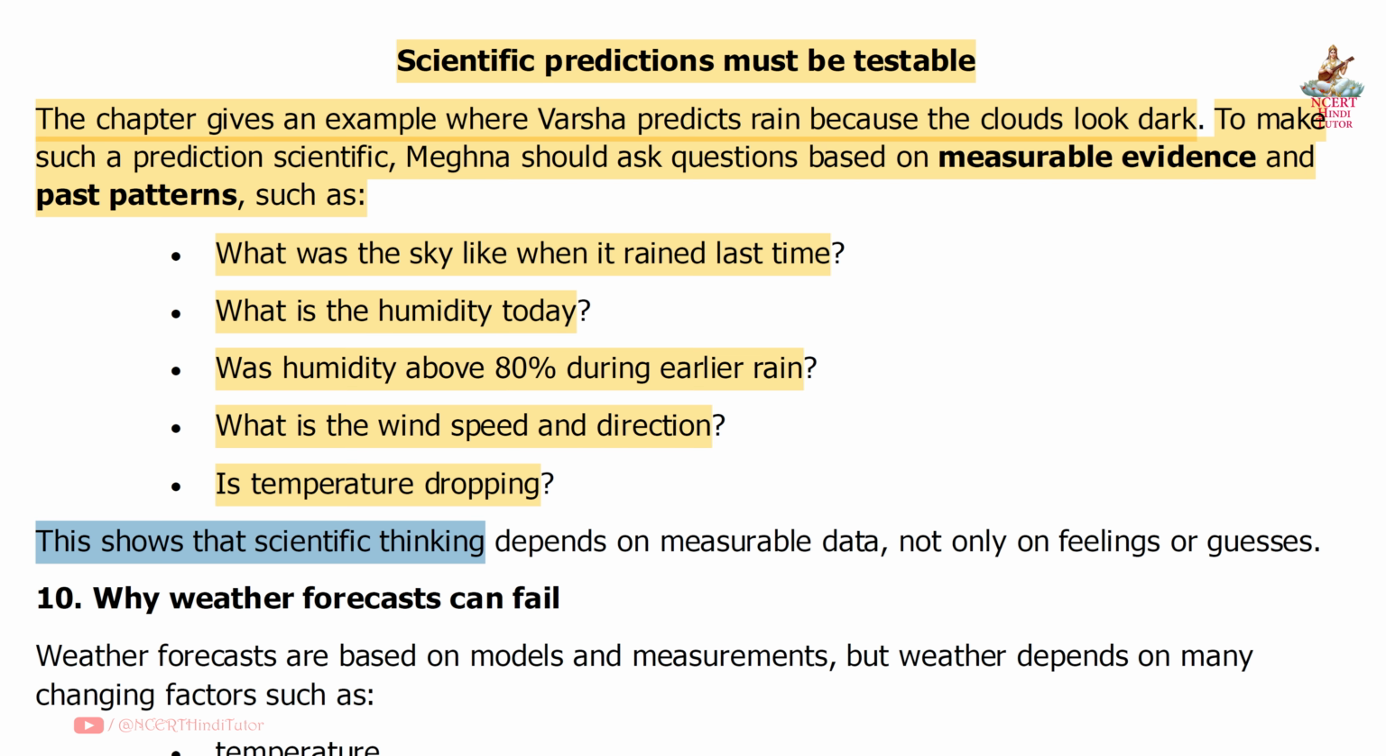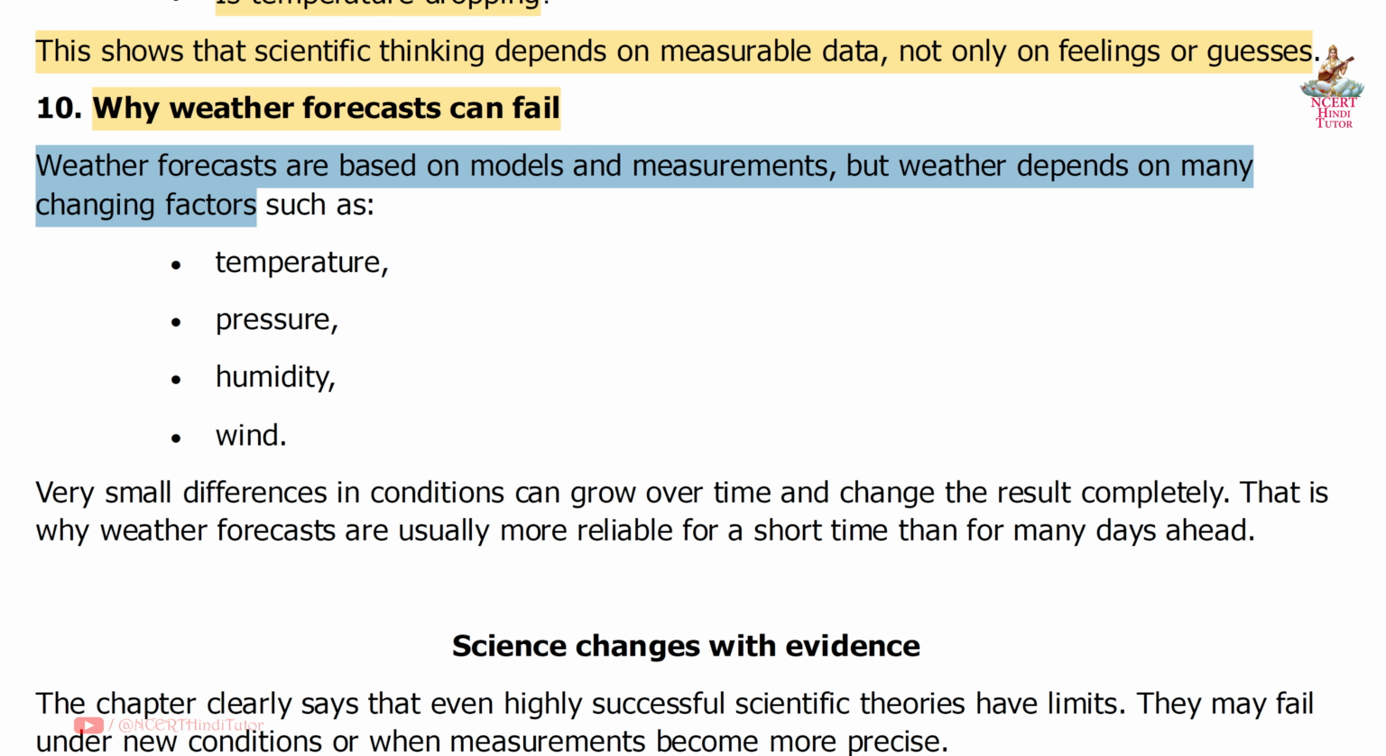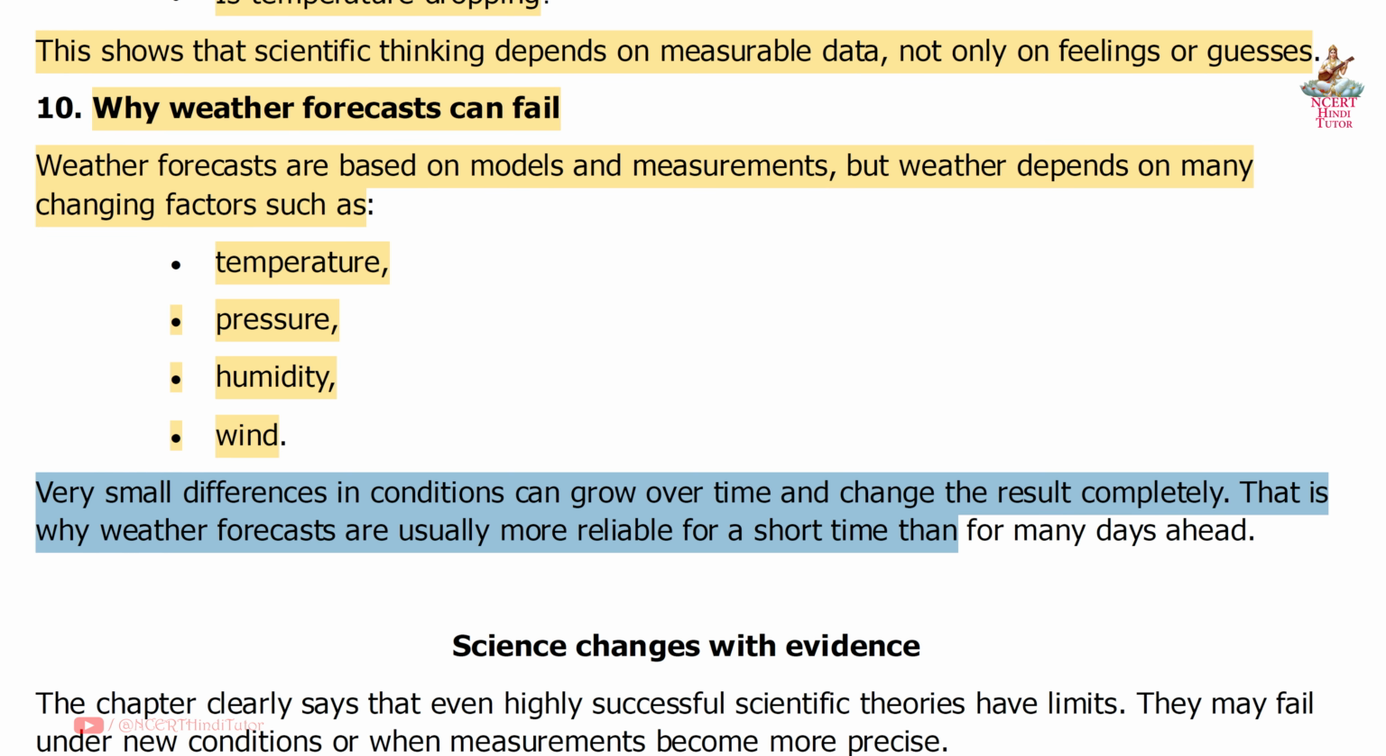This shows that scientific thinking depends on measurable data, not only on feelings or guesses. Why weather forecasts can fail? Weather forecasts are based on models and measurements, but weather depends on many changing factors such as temperature, pressure, humidity, wind. Very small differences in conditions can grow over time and change the result completely. That is why weather forecasts are usually more reliable for a short time than for many days ahead.